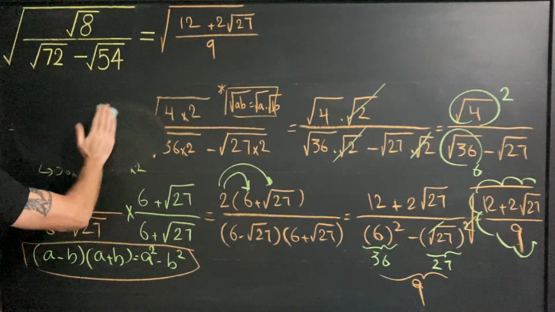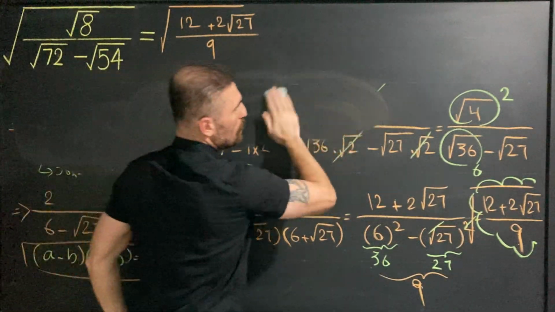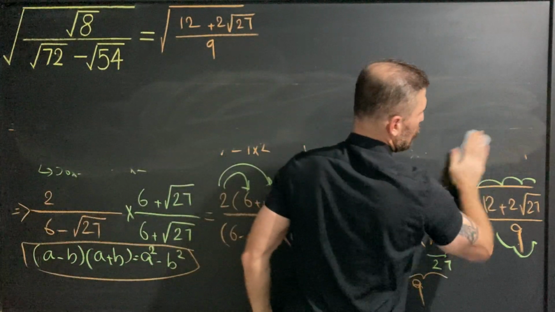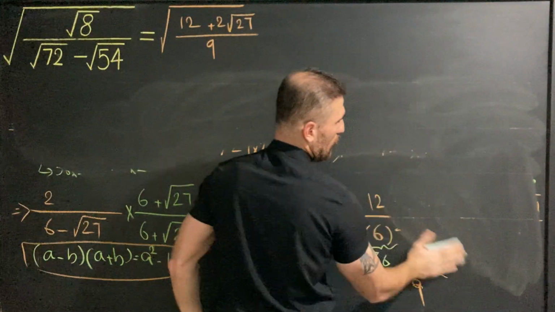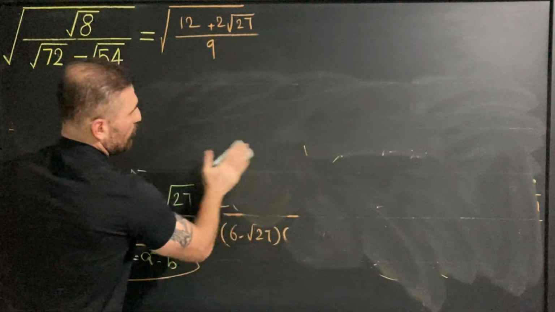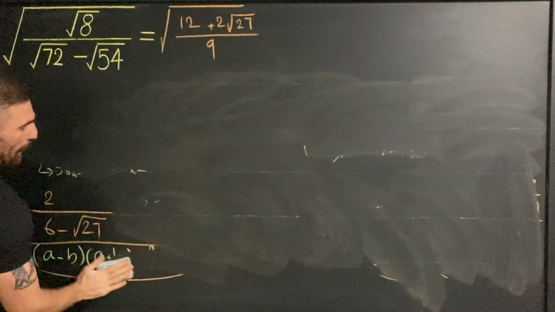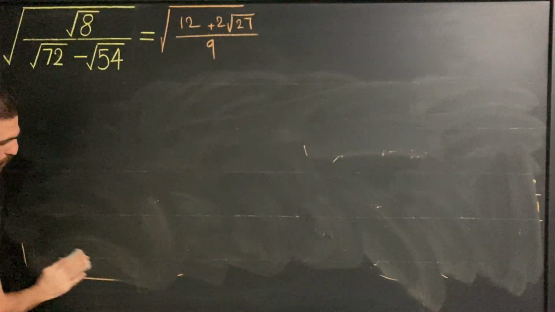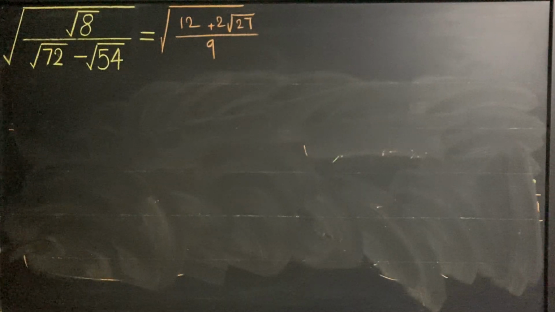While I'm erasing, let me ask you a question. What is your strategy to continue the solution? How can we calculate the value of this radical expression? And remember, we cannot use a calculator. So what should we do?